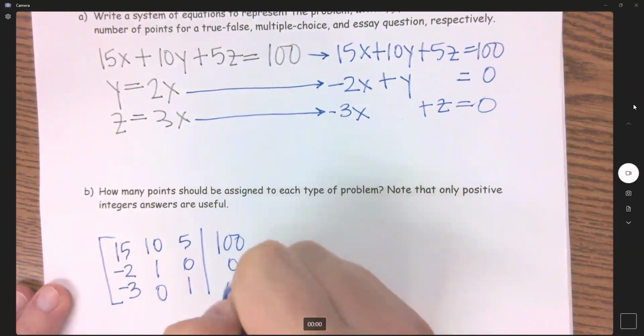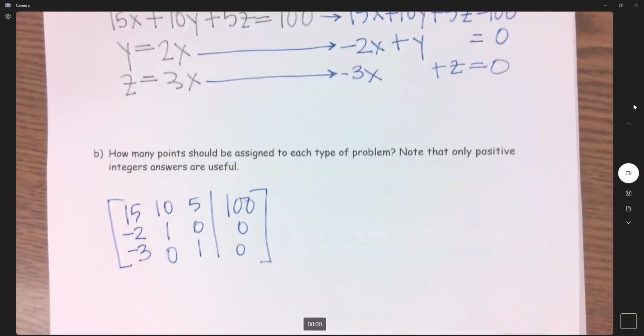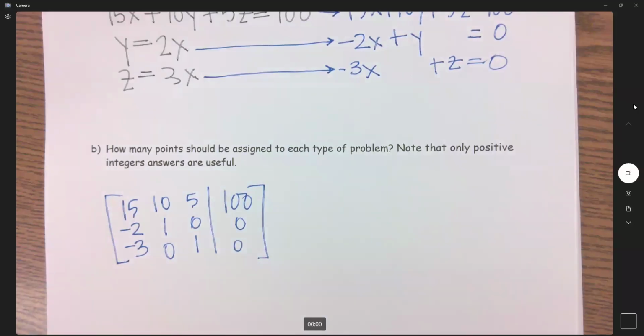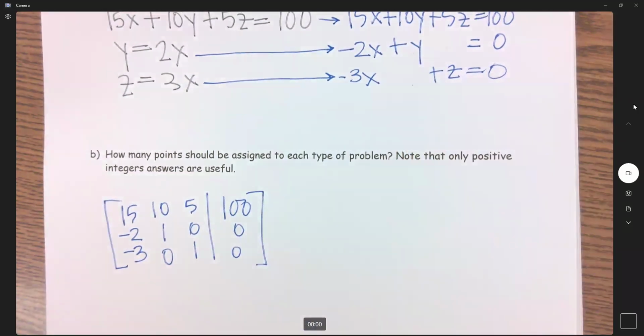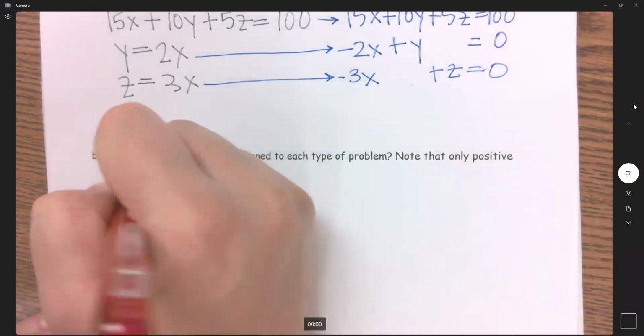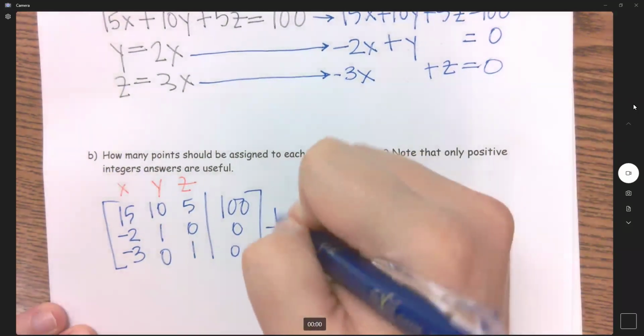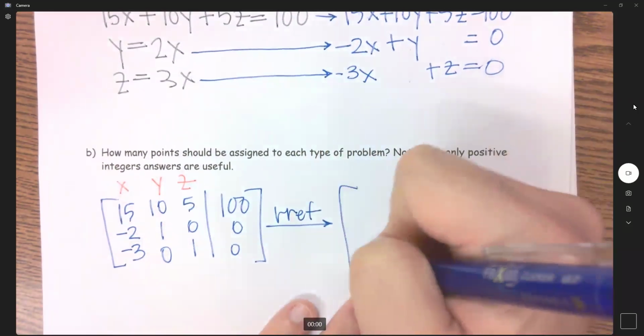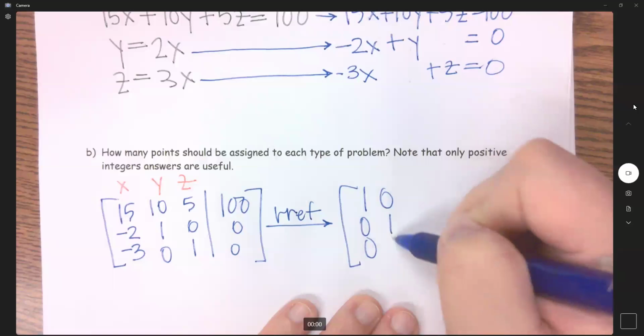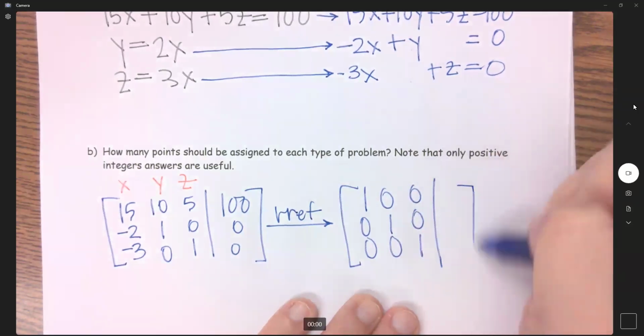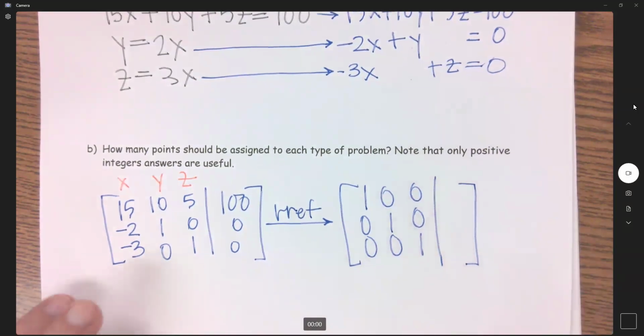So how many points should be assigned to each type of problem? I don't really know why it says note that only positive integer answers are useful. No matter how you rewrite this, it's always positive. But that's the note in MyMathLab, so I wrote it here. But here's my X, my Y, and my Z. Let's RREF, which means I know I'm going to get that diagonal of ones, zeros everywhere else. So I'm looking for these answers right here.